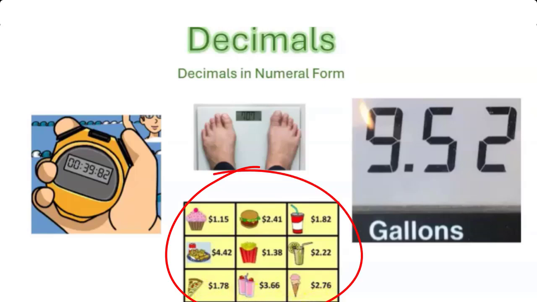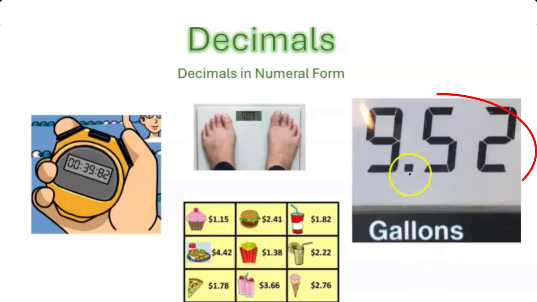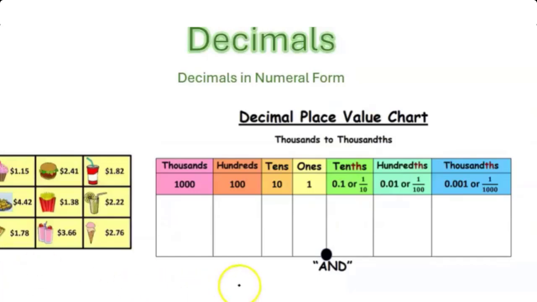Decimals in money separates the whole dollars from part of a dollar, or the cents. Then, of course, when you fill up for gas, as you watch the meter run, it's showing you in decimal value. Again, it separates the whole gallon from a part of a gallon. So let's take a look at this numeral form and how we write it.